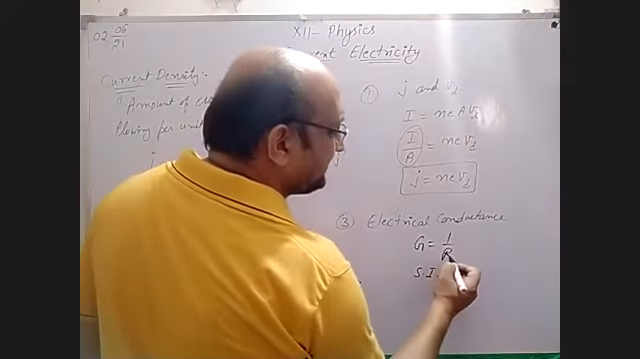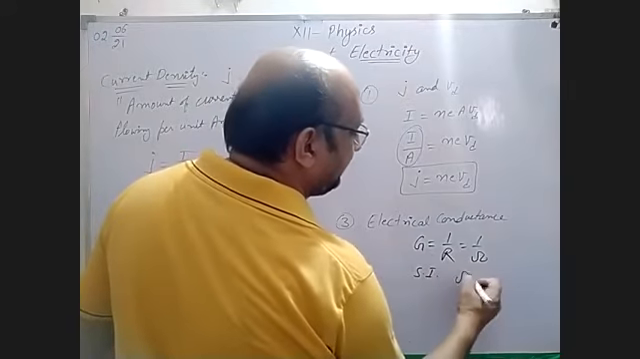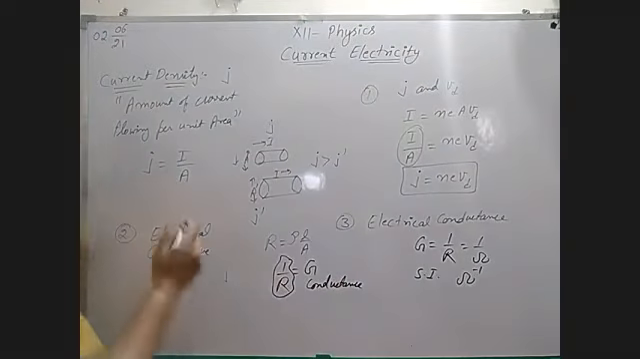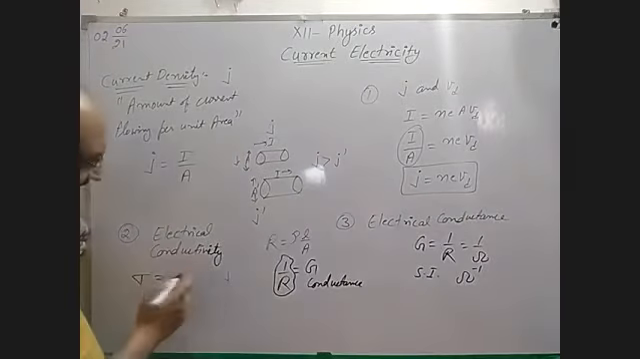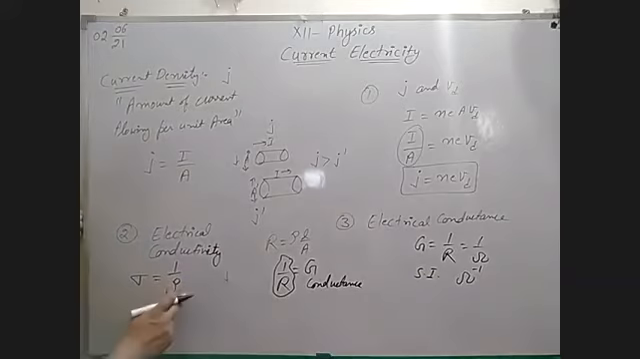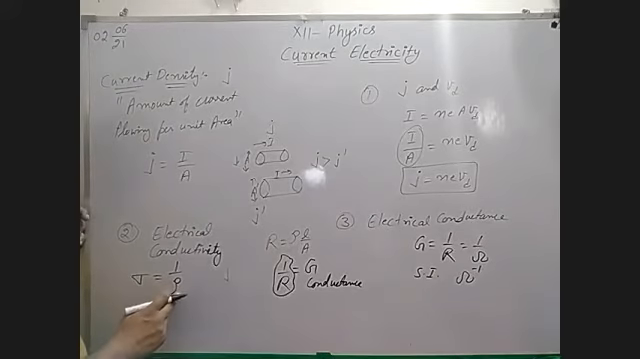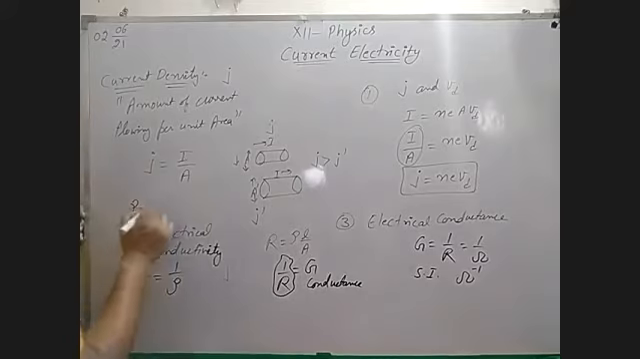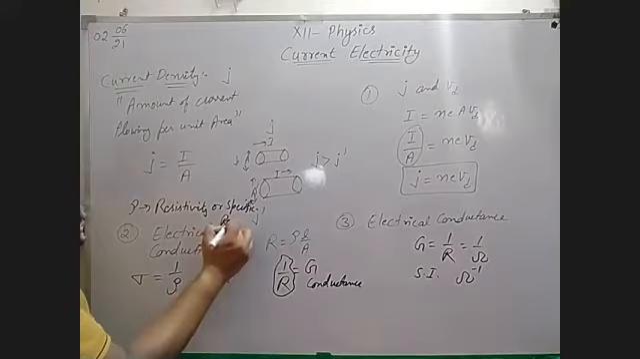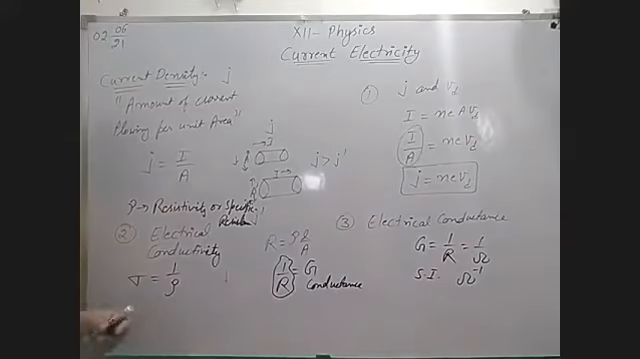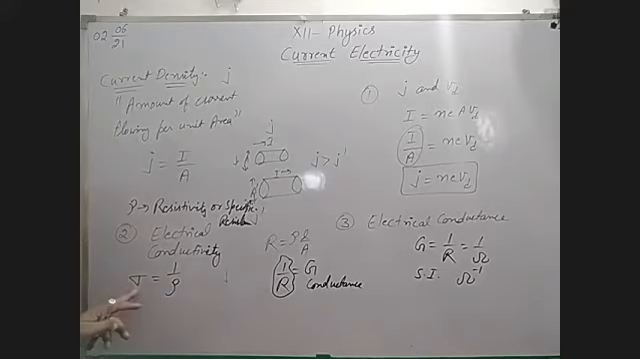The SI unit of resistance is ohm. Then the unit of electrical conductivity. Electrical conductivity is the reciprocal of resistivity. And you know the other name of resistivity? Specific resistance. Okay, resistivity or specific resistance, symbol rho, is also the reciprocal of conductivity. You can say resistivity is the reciprocal of conductivity, or conductivity is the reciprocal of resistivity. Both are correct. You should know this.